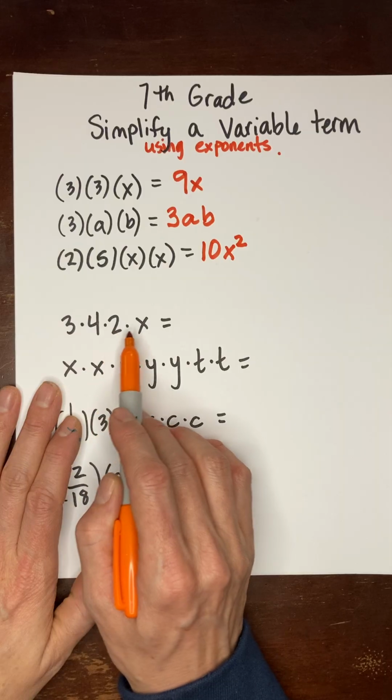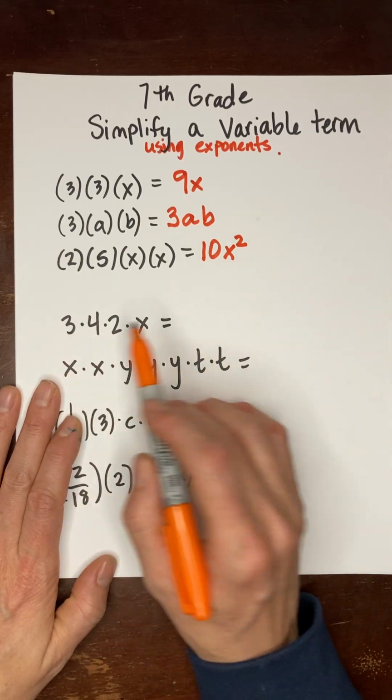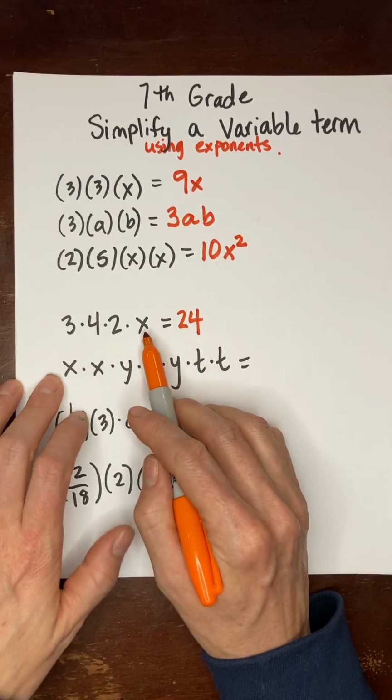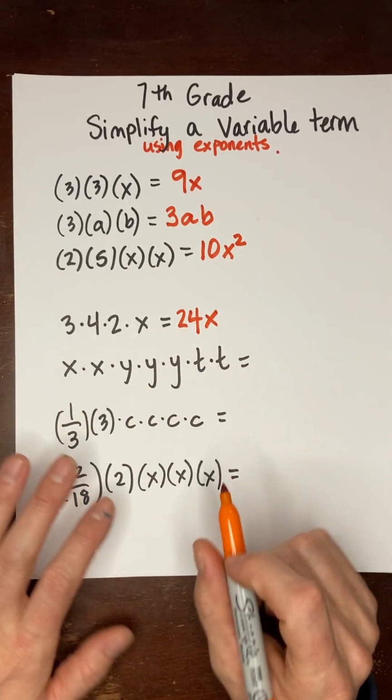3 times 4 times 2 times x. So 3 times 4 is 12. 12 times 2 is 24. And I have one x. So just put the x.